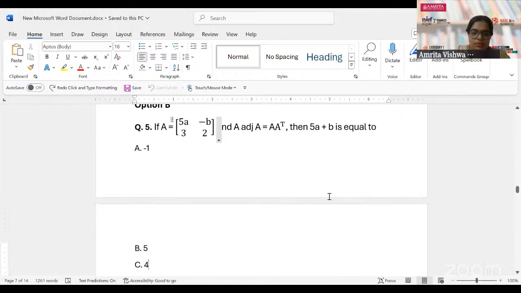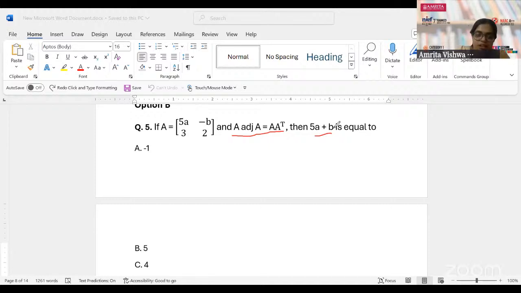So yes, okay. This is also a very simple question. A is equal to the matrix 5A minus B, 3, 2. They have given A into adjoint A is equal to A transpose, and you need to find out 5A plus B. You already have A. You can find the transpose and adjoint of A and solve these two. So you'll get the value of A and B, and then you have to find 5A plus B.